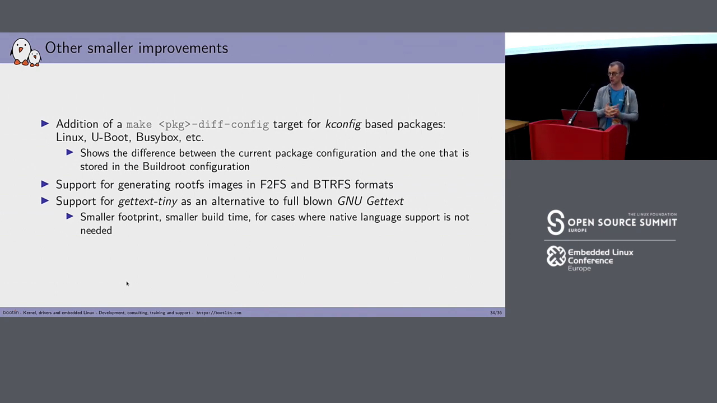We have support for generating file system images in the F2FS and Btrfs formats, in addition to the usual ext4, squashfs and ubifs. And finally, we've added support for gettext-tiny as an alternative to the full-blown GNU gettext. If you don't need complete native language support with translations, and you can work with just a stub that does no translation, gettext-tiny is nice. It has a smaller footprint and smaller build time. So we now support both of these alternatives for the gettext implementation.